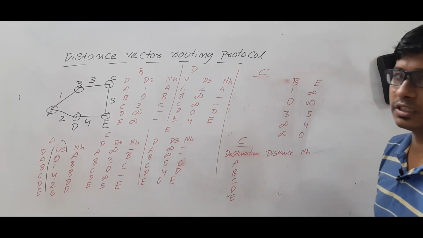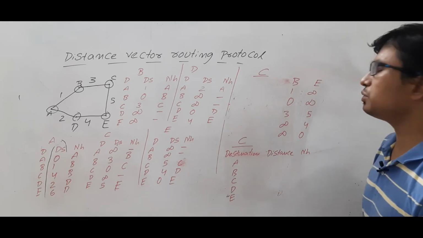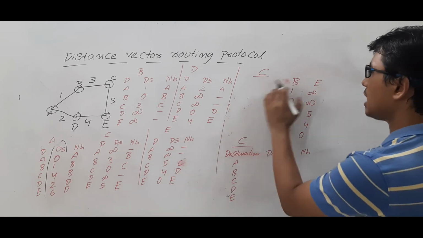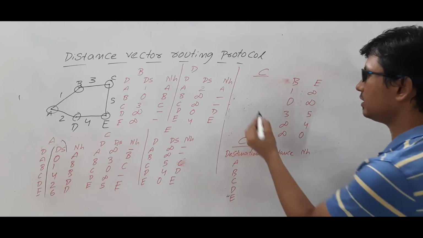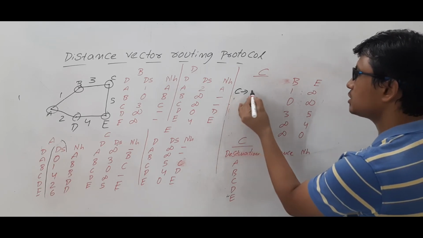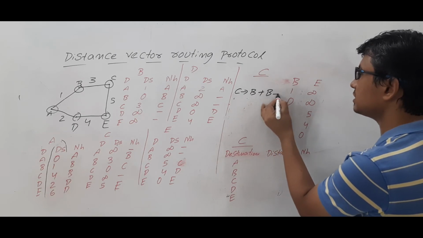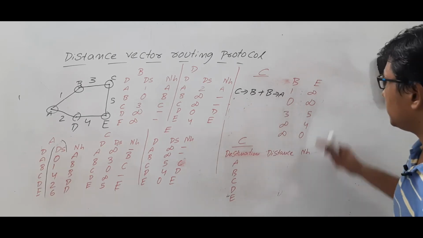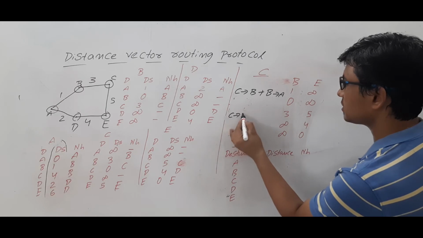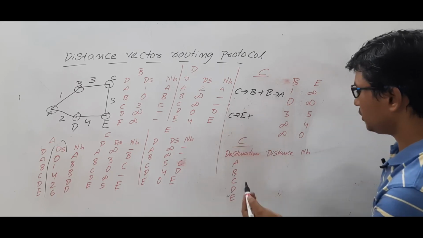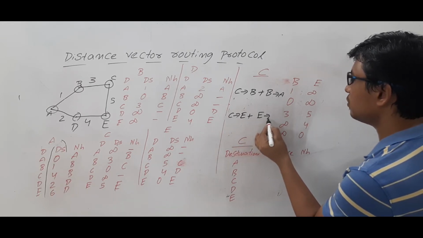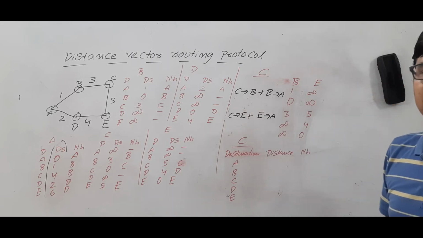Similarly, what is the distance we need to find? C to A, how to find it? As we got the information from B and E, I will first check the C to B distance and then the B to A distance. Similarly, the C to E distance and the E to A distance I will check. Whichever is less, I will take that value.